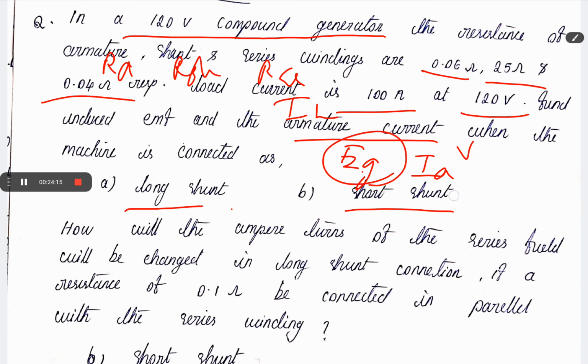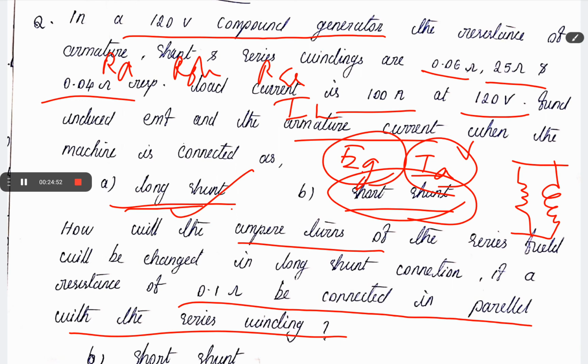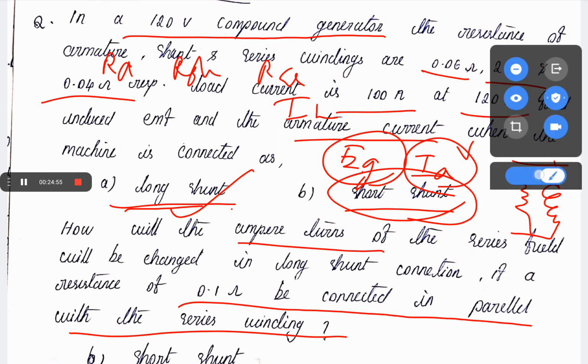So the generated EMF and armature current are what we find for the machine. First take the long shunt condition or the short shunt condition. Then how will the ampere turns of the series field be changed in long shunt connection? In long shunt connection, if a resistance of 0.1 ohm is connected in parallel with the series winding, we find the change in ampere turns in the series field. First, find Eg and Ia in the short shunt condition.